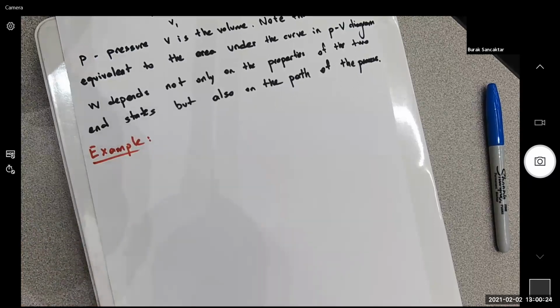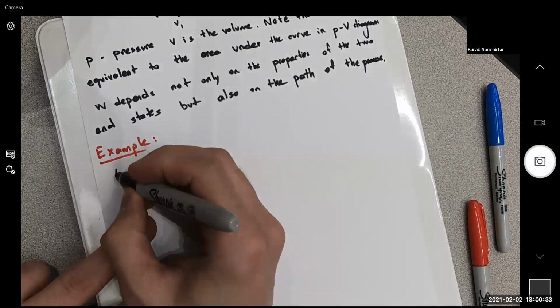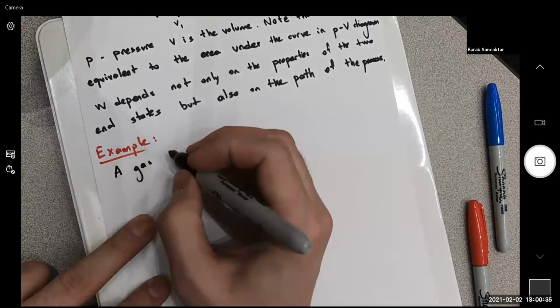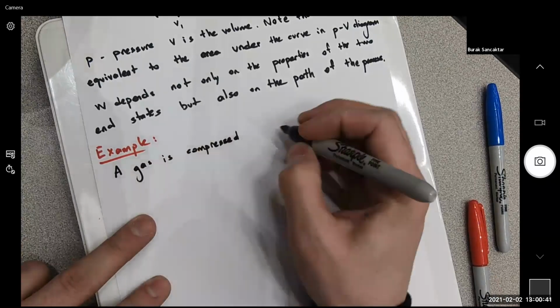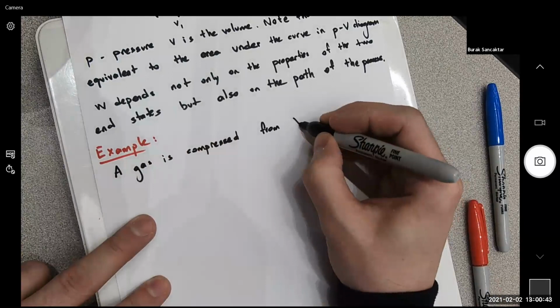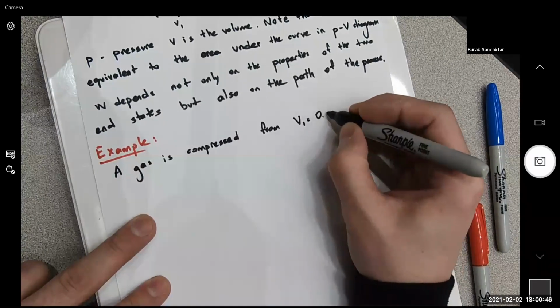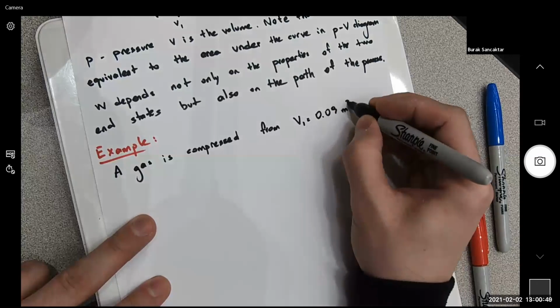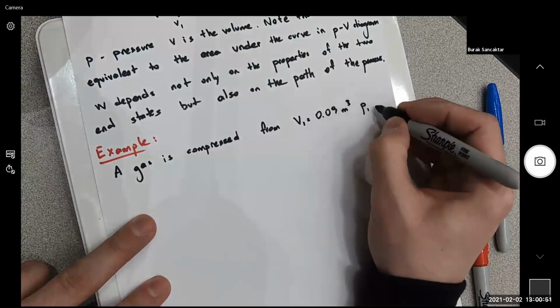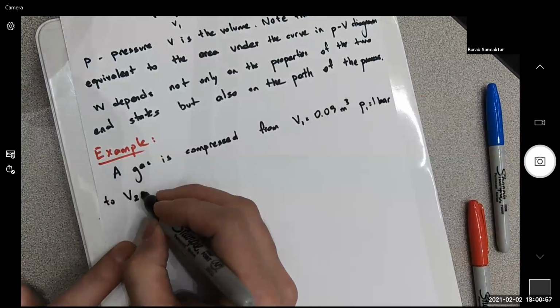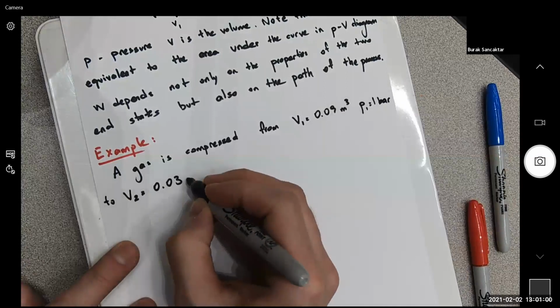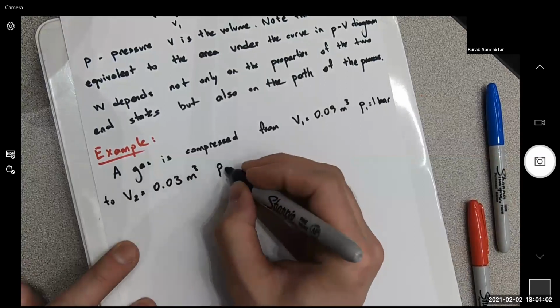Example. The gas is compressed from state 1: volume 1, 0.09 meter cubed, and pressure 1 bar, to state 2: volume 2, 0.03 meter cube, and pressure 3 bar.